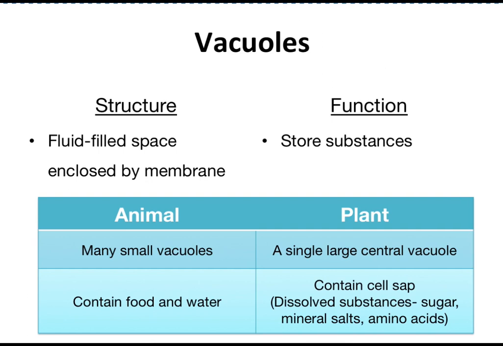The function of the vacuole in the animal cell is that it helps contain food and water, while in the plant cell, it contains cell sap. Cell sap is dissolved substances which contain sugar, mineral salts, as well as amino acids.